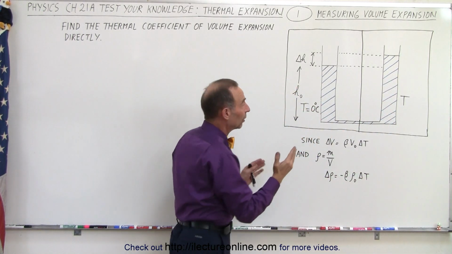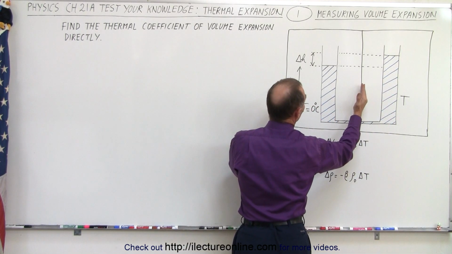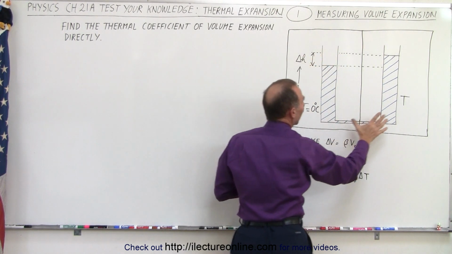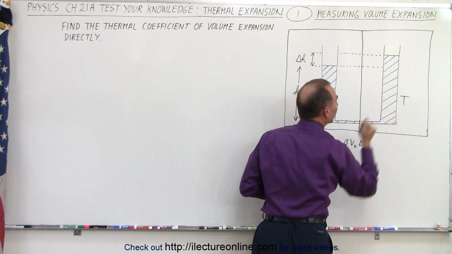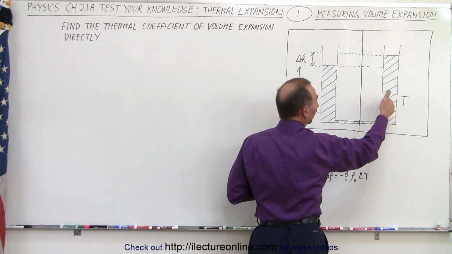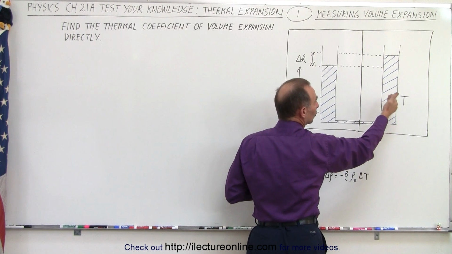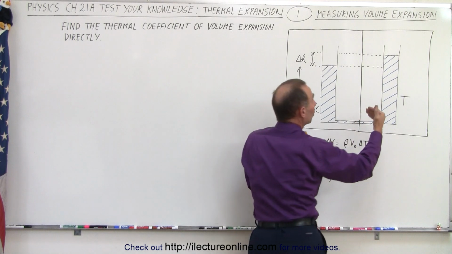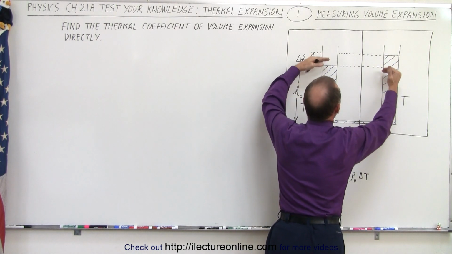Now notice that we've put these in two separate compartments where the left side is kept at a temperature of 0 degrees centigrade, and the right side is allowed to increase in temperature. Now, what's going to happen is that the density of this liquid is going to decrease because the volume will expand because it's warmer, and so there's going to be a height differential.